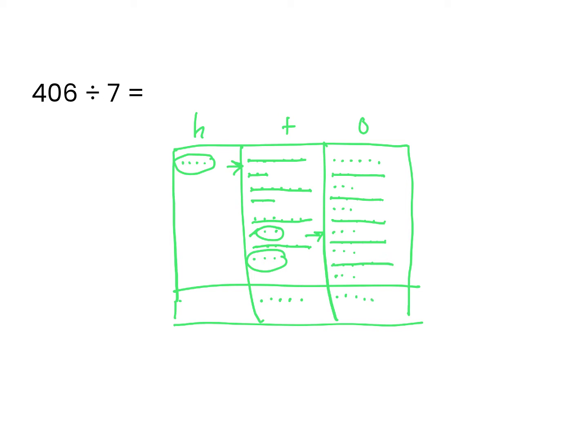And then I'm going to go up and start at the top and count off groups of 7. 1, 2, 3, 4, 5, 6, 7. That's another group. Another group. And one more group. So my answer here, 406 divided by 7 is 50, 1, 2, 3, 4, 5, 6, 7, 8, 58. All righty, so let's go on to the next one.